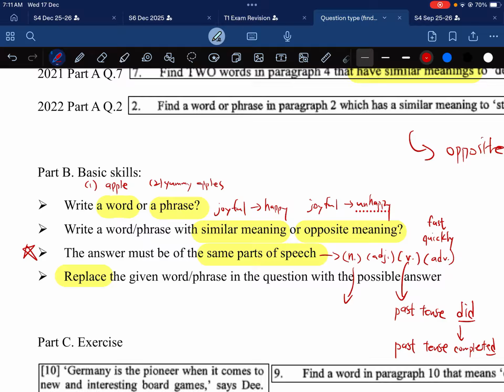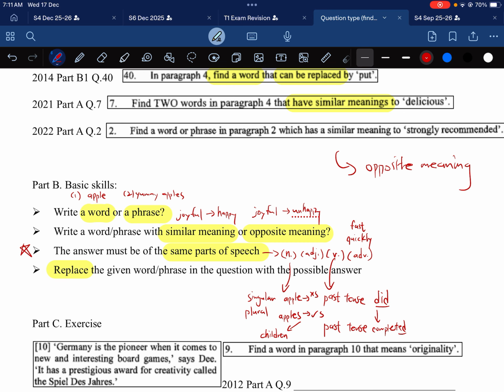For nouns, very simple. If the noun is in singular or plural, they must also be the same. For example, if you're looking for apple, then the answer should be without the s, right? Without the s. Then if the given word is apples with s, then you need to find one maybe with the s, but you know it's in plural, because for some of the answers, for example, children, it does not have the s, but it is actually a plural word. Okay, I think you all know what I mean.